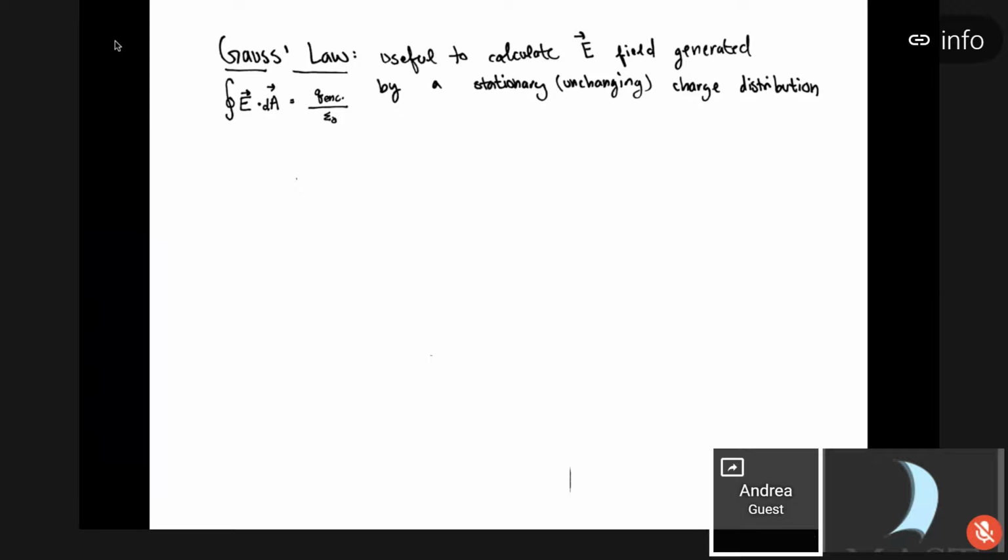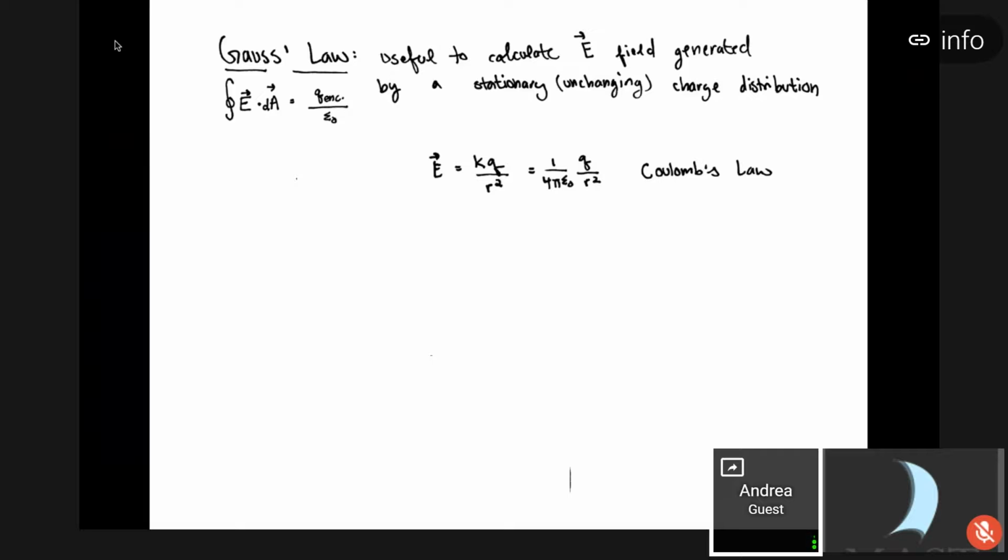But first, I want to explain why Gauss's law is useful in the first place and what it does. Gauss's law is useful in situations where we need to calculate the electric field generated by some unchanging charge distribution. Now, if you've done any E&M before, you probably already know an equation that tells you how to do this, something called Coulomb's law.